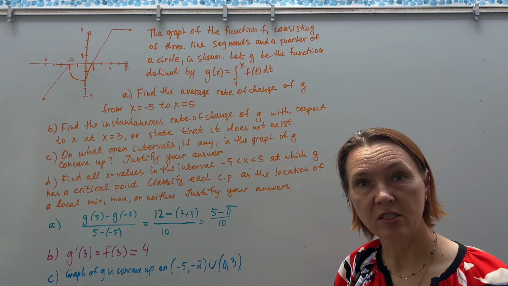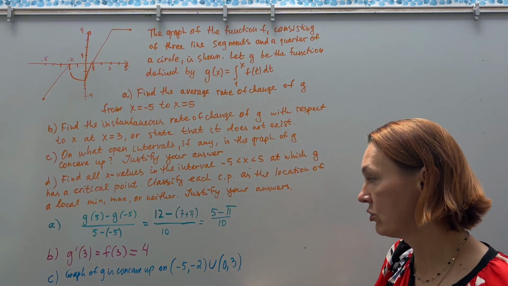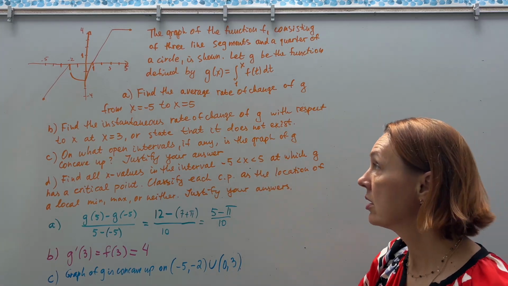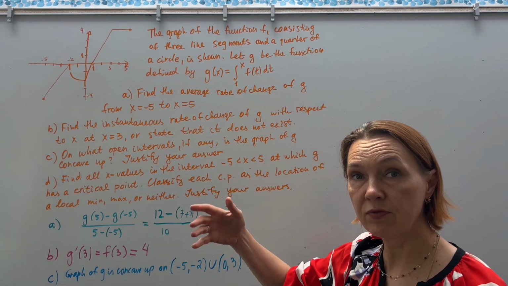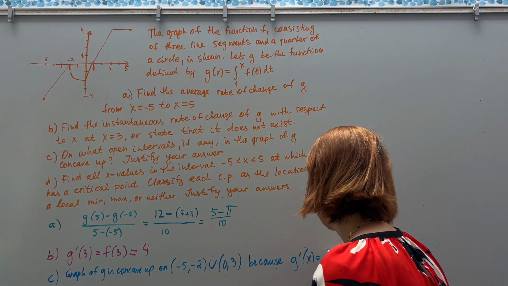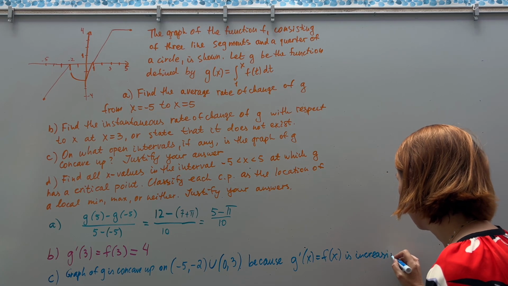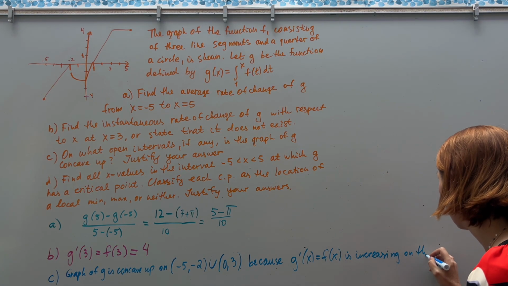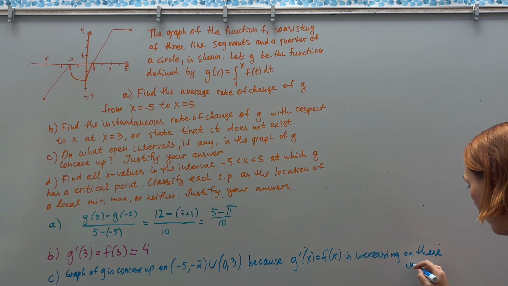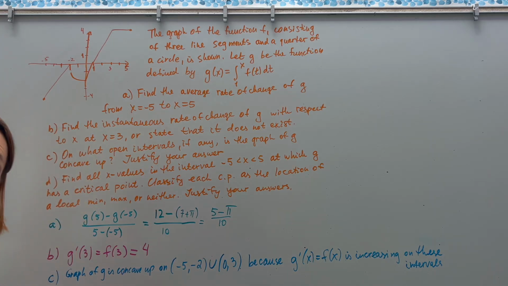When the question says justify your answer, it's important to add something to this. We cannot just say graph of g is concave up. We have to explain why. And our explanation is because g prime, which is f, is increasing on these intervals. Because g prime of x is increasing on these intervals. Now that looks like an acceptable answer.